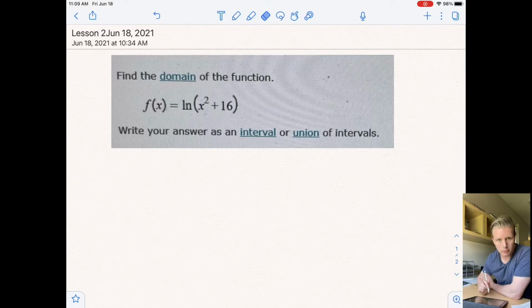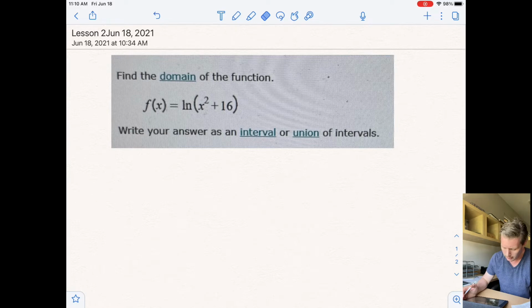All right, so in this problem, I'm going to answer the question with regard to the domain of this function. We're asked to find the domain of the function f of x, where f of x is equal to the natural logarithm of x squared plus 16, and to write our answer in interval notation.